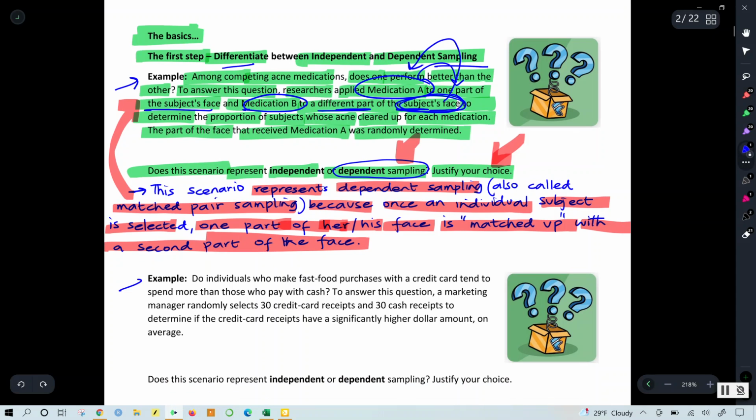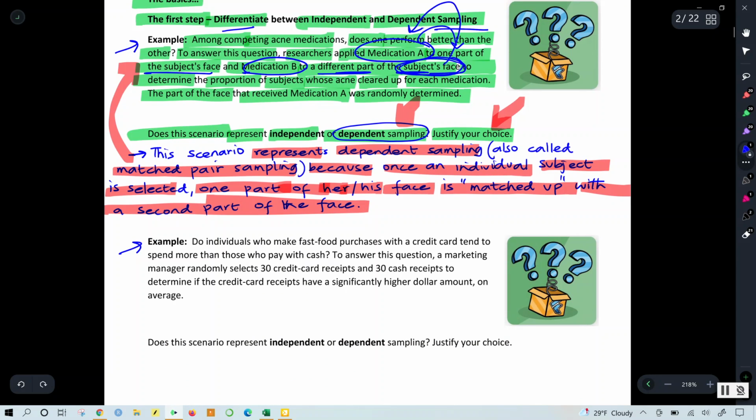Let's see an opposite scenario in this next example. Do individuals who make fast food purchases with a credit card tend to spend more than those who pay with cash? To answer this question, a marketing manager randomly selects 30 credit card receipts and 30 cash receipts to determine if the credit card receipts have a significantly higher dollar amount on average. What do you think?